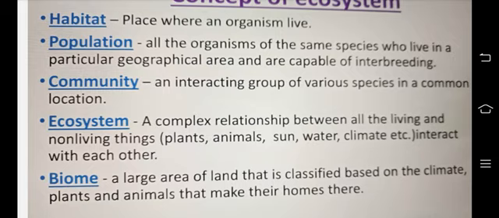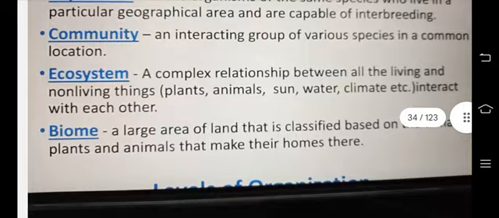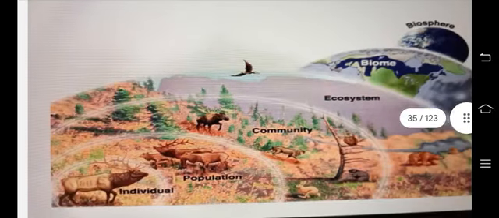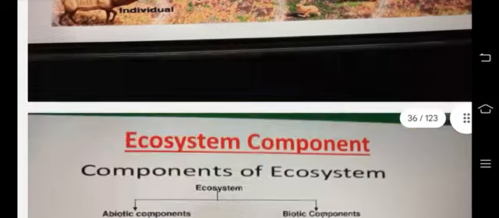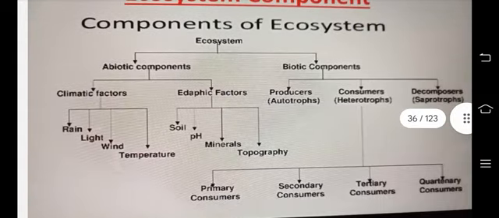interact with each other. Then comes biome, a large area of land that is classified based on the climate, plants and animals that make their homes there. Levels of organization: individual, population, community, ecosystem, biome and biosphere. Ecosystem components. Components of ecosystem: abiotic components and biotic components.